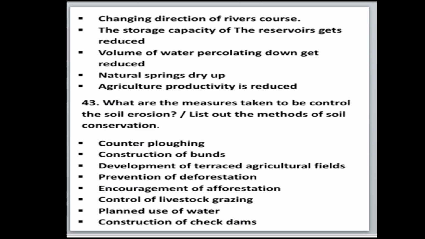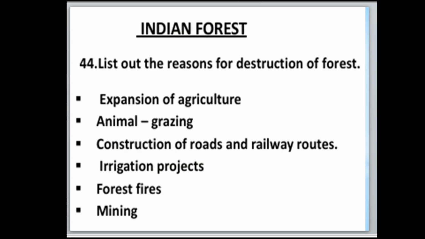What are the measures taken to control soil erosion? List out the methods of soil conservation. Contour ploughing, construction of bunds, development of terraced agricultural fields, prevention of deforestation, encouragement of afforestation, control of livestock grazing, planned use of water, and construction of check dams. Now move to the next.